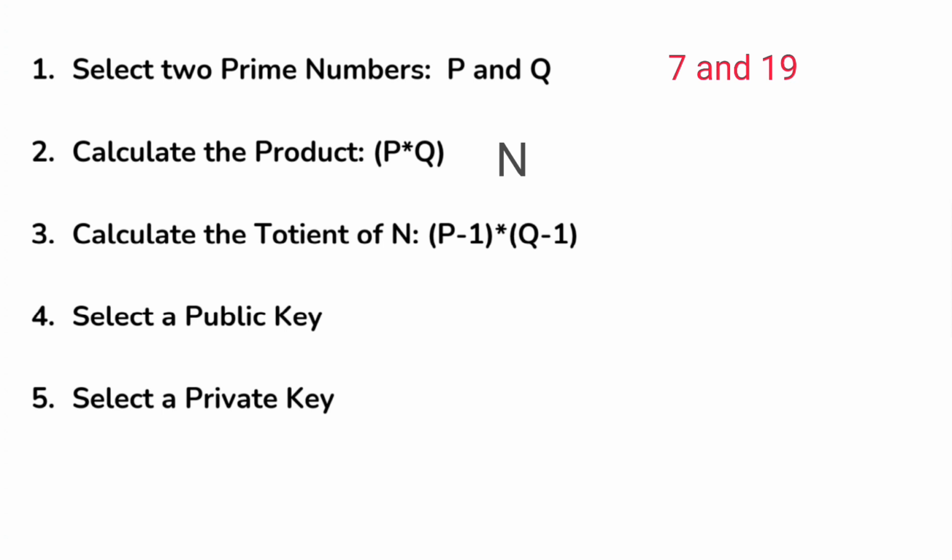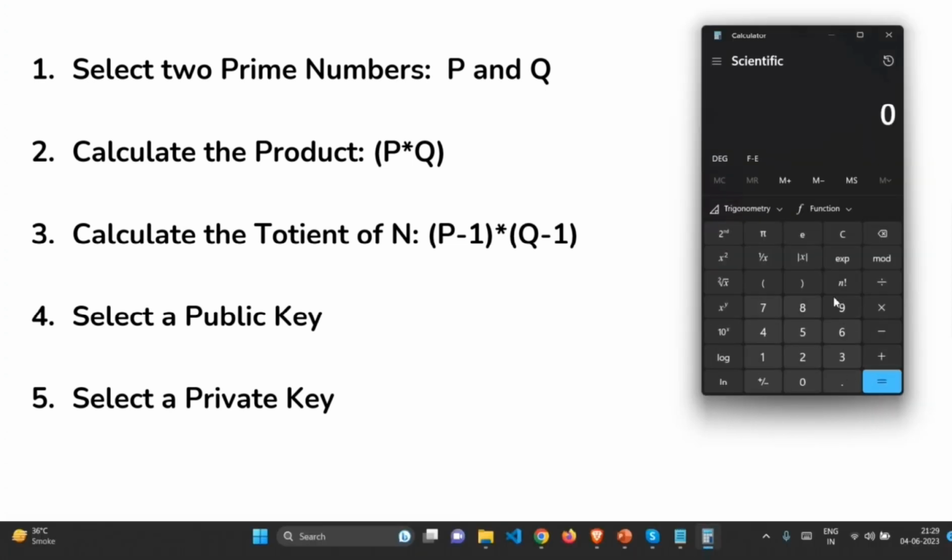It's very simple. Just subtract 1 from each prime number which you have chosen and take the product of it. So that's P minus 1 into Q minus 1. In our case, that's 7 minus 1, that's 6, into 19 minus 1, that's 18. That brings us 108. So the totient of n, we'll call it T. So T is equal to 108.